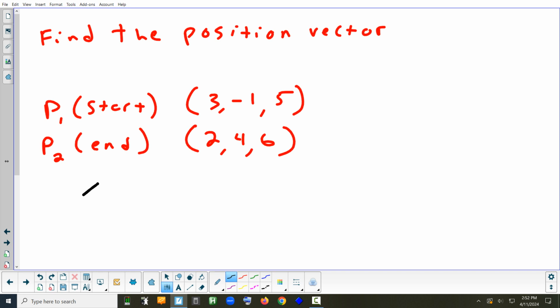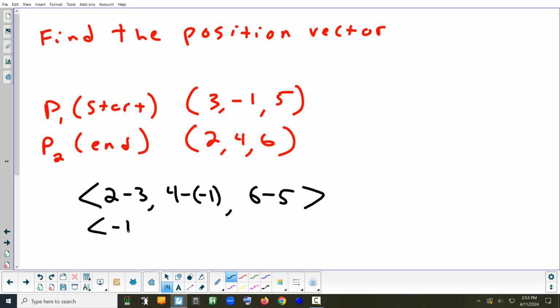All right, so to find the position vector, what would you do to find the x-axis component? You do 2 minus 3. Second power, or would that just be it? Nope, for finding a position vector, it's just the difference between the x's. Okay. And now, what's the next part of it? You do 4 minus negative 1, which would be plus 1, which would be 5. And then the last part? 6 minus 5. So when we simplify that, what do we get? Negative 1, 5, and then just 1.